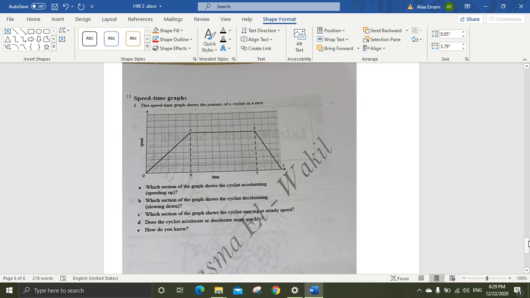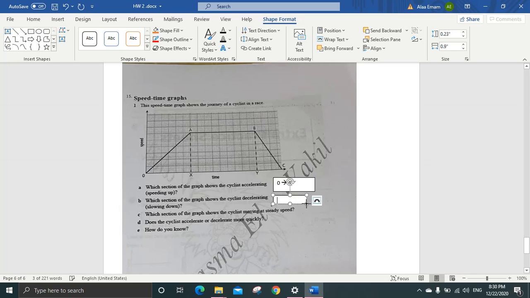And the last question for today, for a speed time graph, which section of the graph shows the cyclist accelerating? So accelerating means that he's speeding up. So it's obviously from 0 to A, right? As you can see that as the time passes, the line is going up, so the speed is increasing, so the cyclist is accelerating.